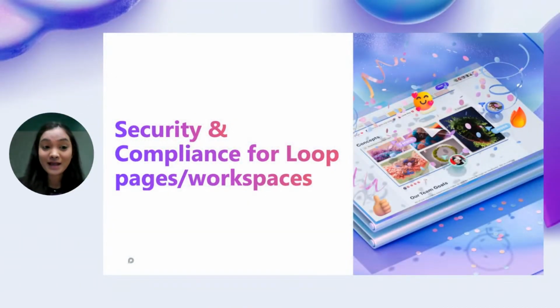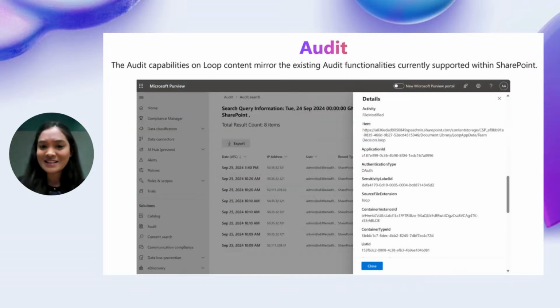So I wanted to walk you through a bunch of security and compliance policies and features that we support for Loop content. Let's talk about the first one, audit. As you may know, audit provides organizations with visibility into many types of audited activities across various services in Microsoft 365. We have expanded audit capabilities to include all Loop content. All the key events on Loop content, all the admin activities on Loop content, everything is now being logged in audit logs. This page should be very familiar to all of you.